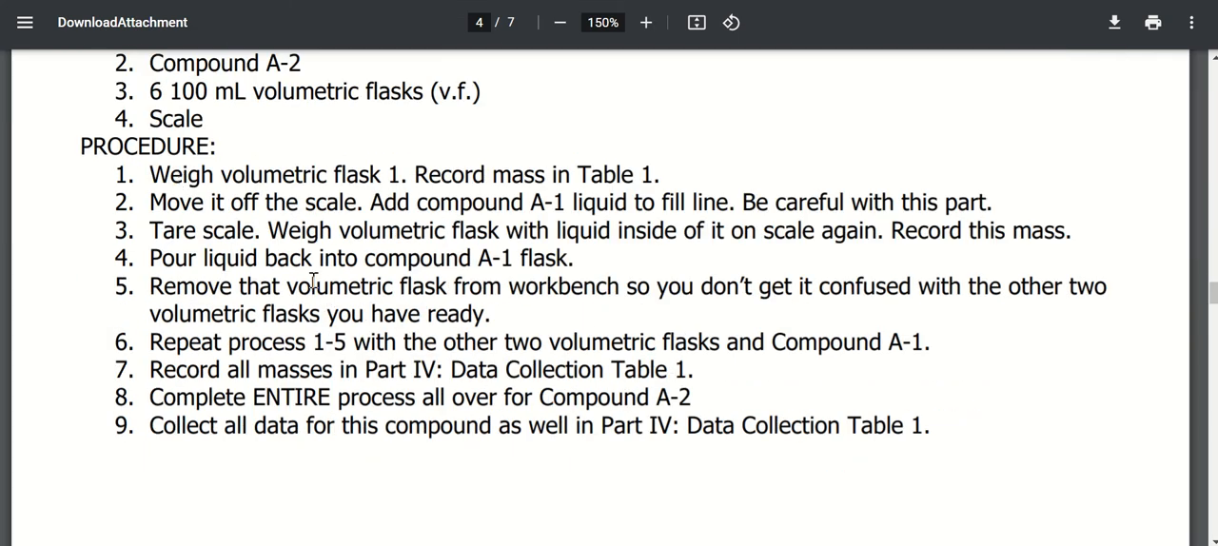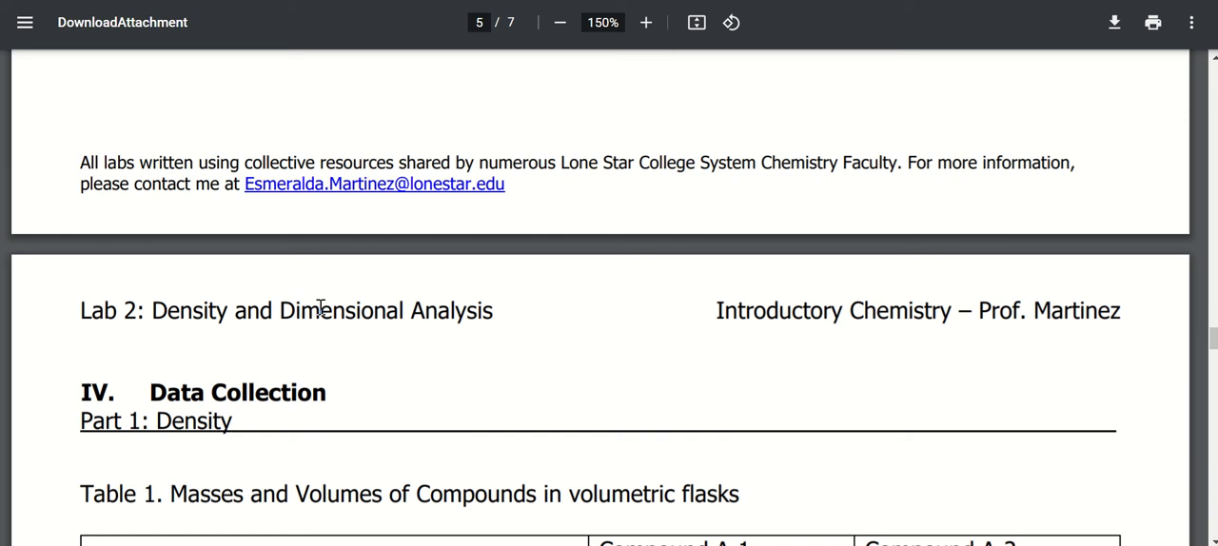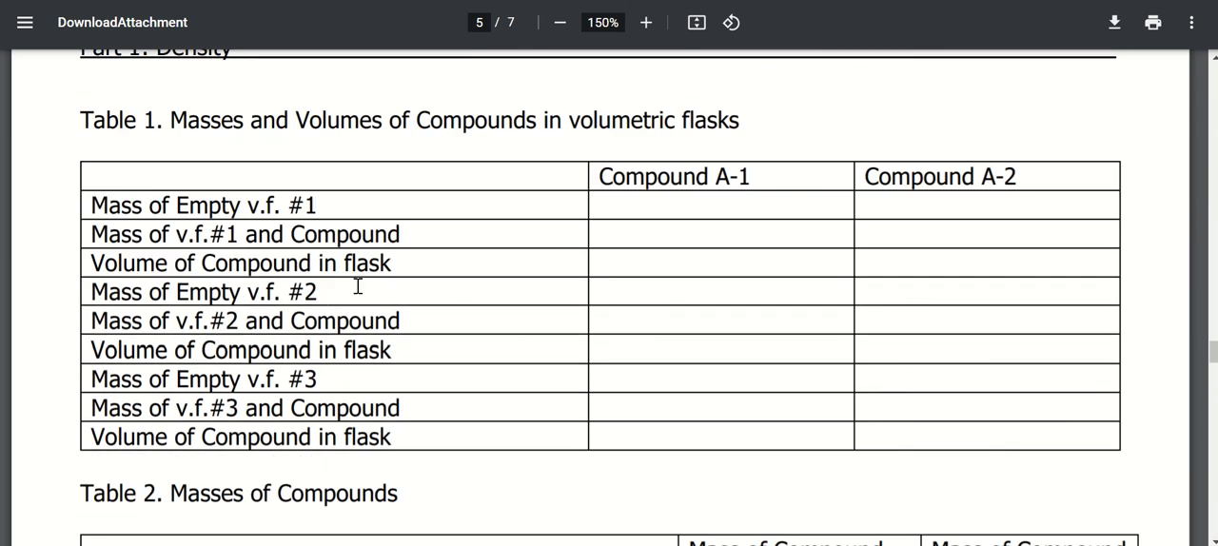Now, instead of walking you through it, because I want you to do that, I'm going to give you an overview of what this data is about, the data that you're collecting. So table 1, masses and volumes. So these are different types of data that you're collecting, meaning some are masses, some are volumes. So the mass of the empty volumetric flask, you're going to write that here or enter it here. Don't forget your units. Always, always do not forget your units. That's something that I look for when I'm grading.